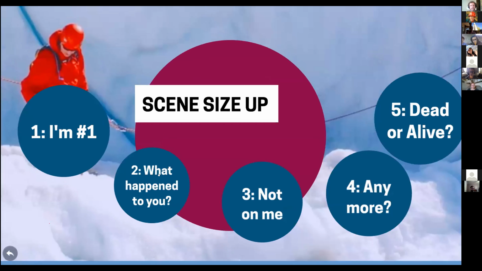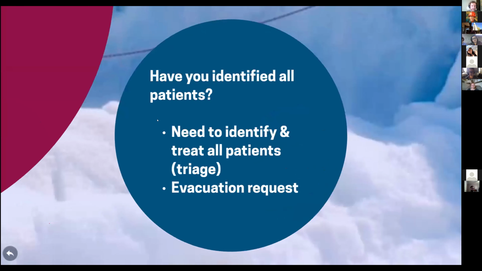So making sure the scene is safe, general impression, 3 not on me, body substance isolation, and then 4, are there any more patients? So have you identified all of the patients? It's really easy to get tunnel vision. You see one individual that is injured and you get focused in on them. You need to make sure in an emergency situation that you don't get that tunnel vision, that you have an eye on the entire scene. So you need to identify and treat all patients.